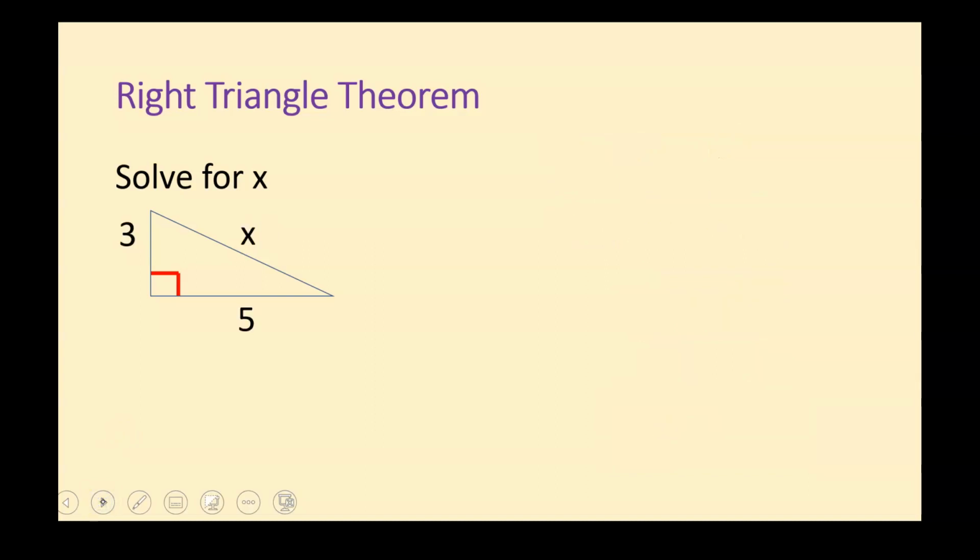How about this one? I have 3 on one side, I have 5 on one side, and x on one side. What is the formula for the right triangle theorem? Yes, a squared plus b squared is equal to c squared. So what does a equal? A equals 3. What does b equal? B equals 5. What does c equal? C equals x because it's the hypotenuse. So we have 3 squared plus 5 squared is equal to x squared.